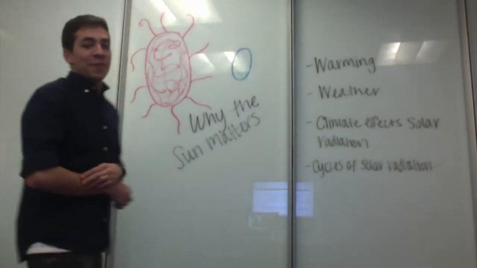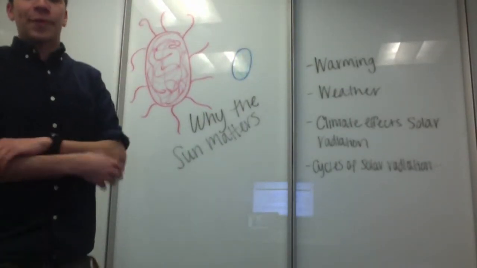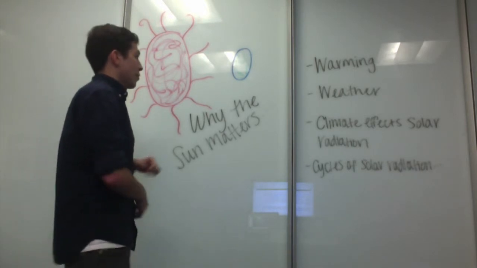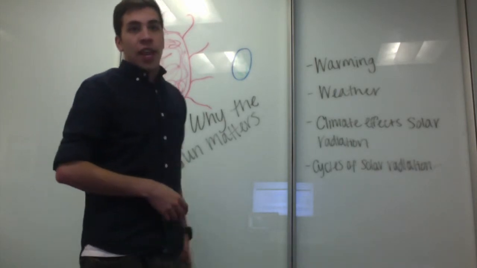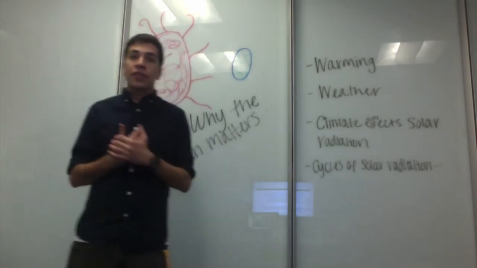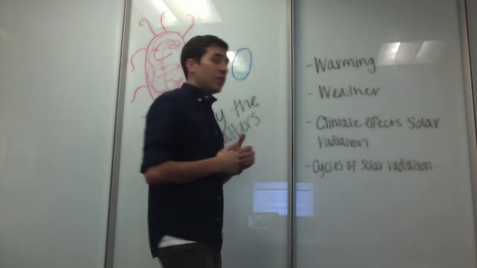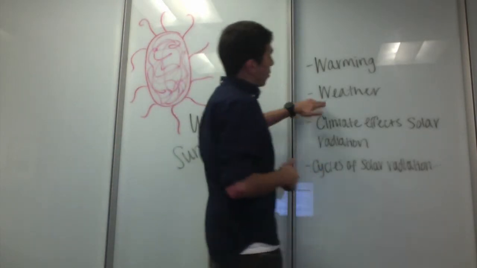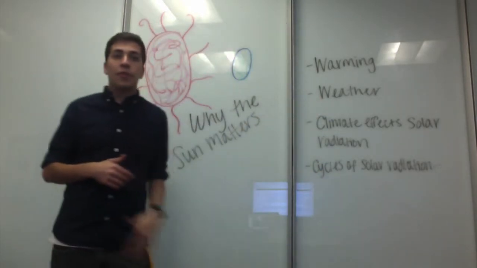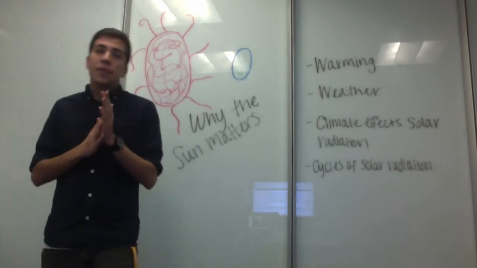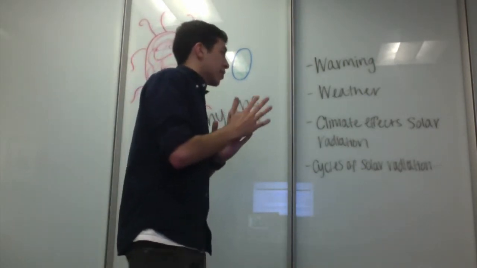Alright, one of the most important parts of what makes Earth a habitable place for humans to live would be the sun's effect on Earth. So we'll talk about why the sun matters. Energy from the sun is very important to Earth. The sun warms our planet, heats the surface, the oceans, and the atmosphere. Another important part is it helps control our weather patterns. Climate is also strongly affected by the amount of solar radiation that Earth receives.